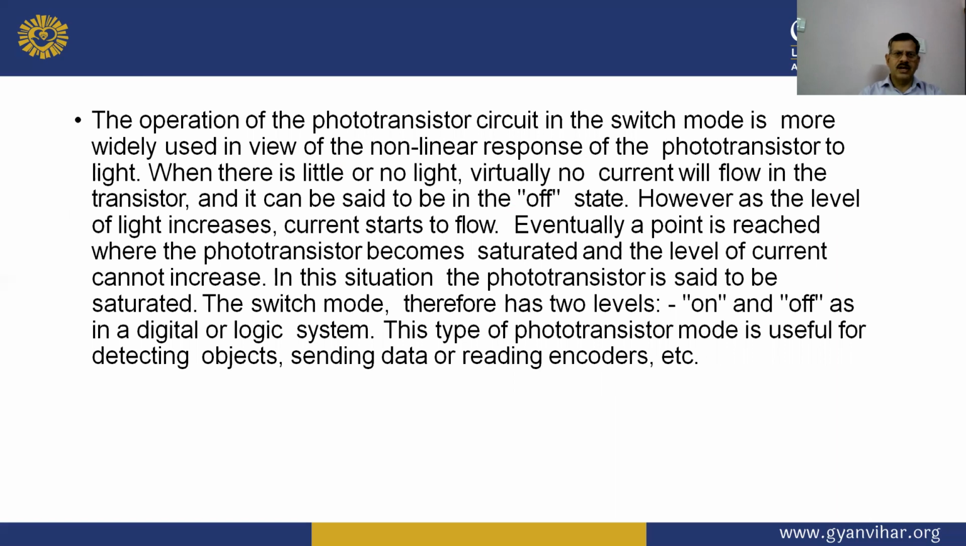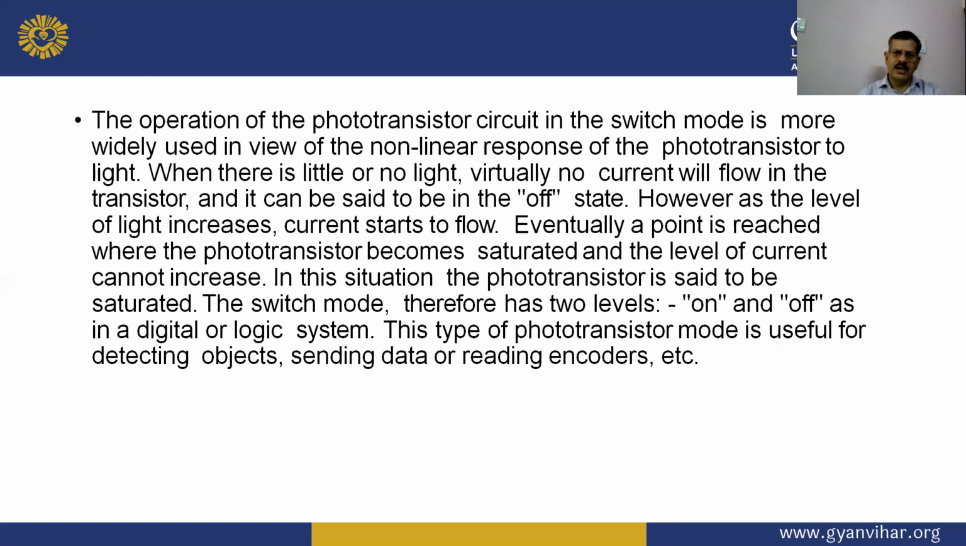Phototransistor response to light: when there is little or no light, virtually no current will flow in the transistor, and it can be said to be in the off state, where there is no current flow. However, as the level of light increases, current starts to flow. Eventually, a point is reached where the phototransistor becomes saturated and the level of current cannot increase. In this situation, the phototransistor is said to be saturated.